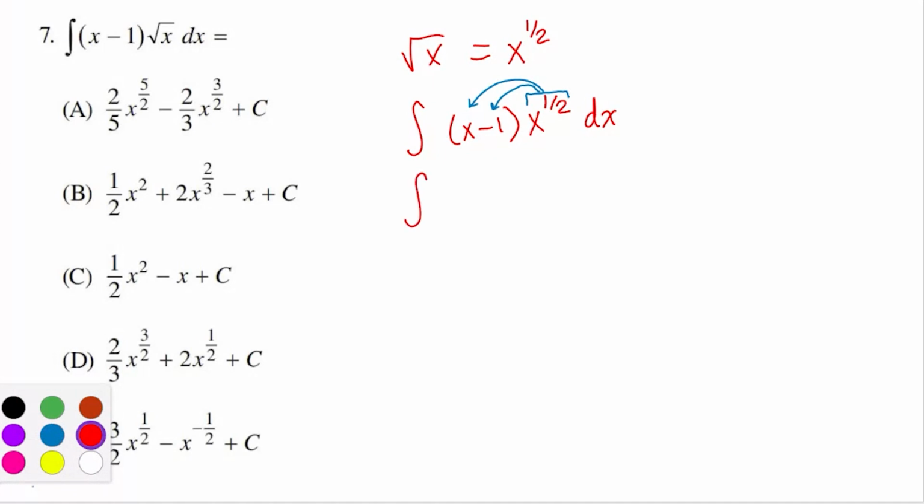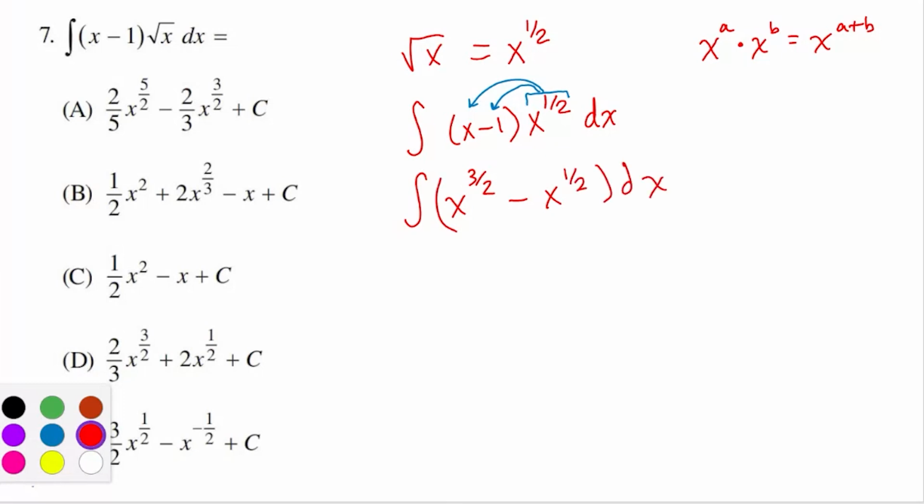X times x to the 1/2 is going to be x to the 3/2. And that's because whenever you multiply two powers that have the same base, you add those exponents. So 1 plus 1/2 would be 1.5 or 3/2. X to the 1/2 times -1 would just be negative x to the 1/2.